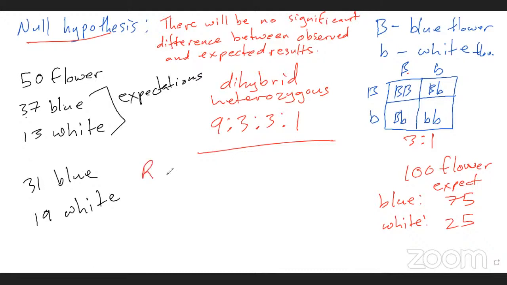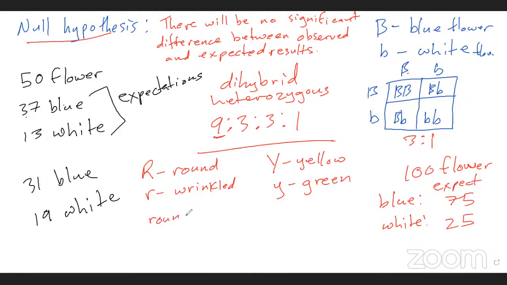So big R is round, small r is wrinkled. All right, that is in terms of the shape. In terms of the color, big Y is for yellow and small y is for green. So in terms of the phenotype, the nine of them would be round and yellow.